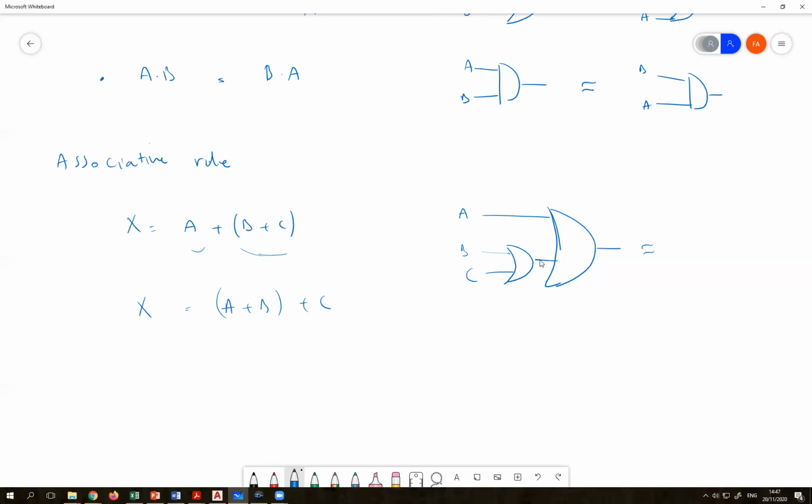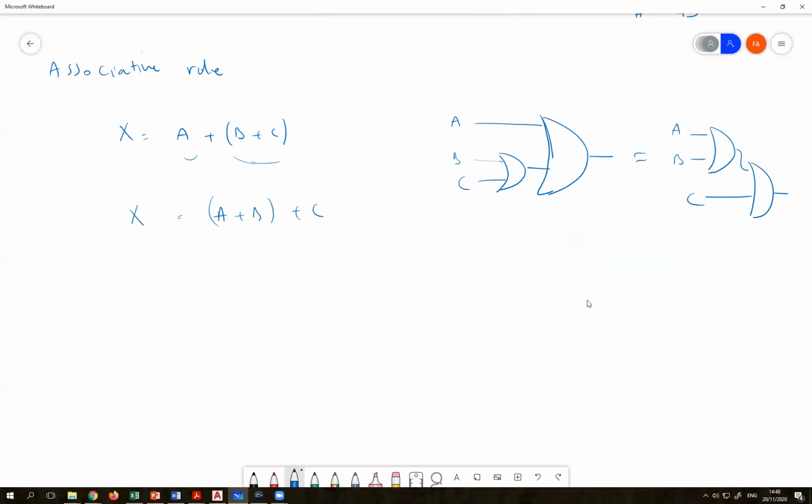You can change the parentheses simply. So in that case, I would have A or B or C. They definitely give you the same answer, but you can change the position and place of the OR gate. Same story for the AND gate. If I have A and BC, it is the same as changing the parentheses, A and B and C.